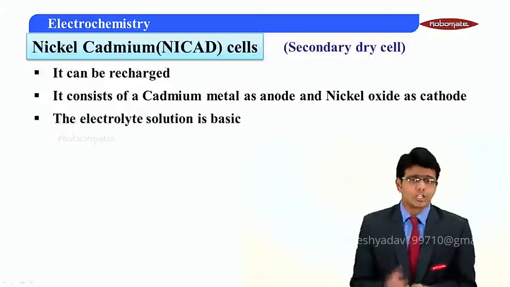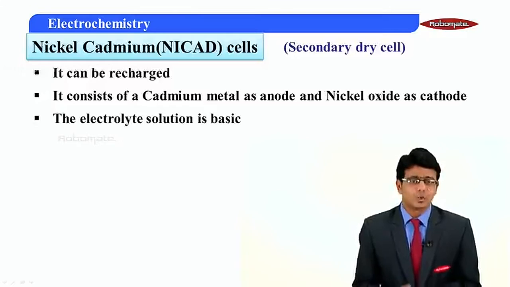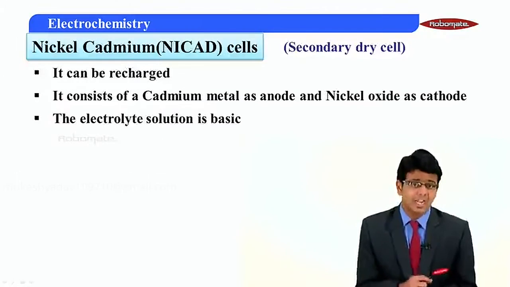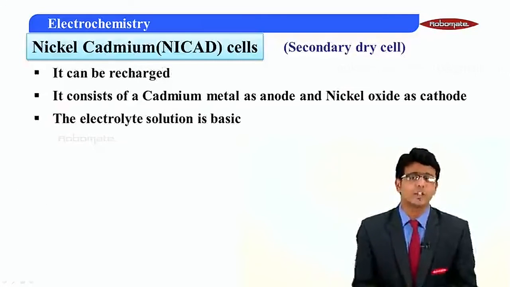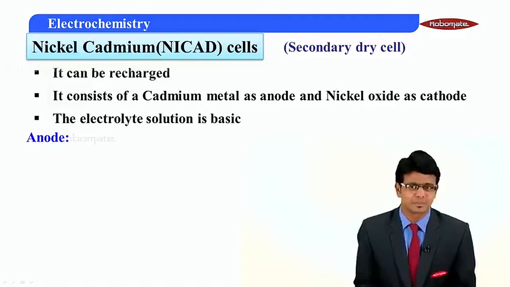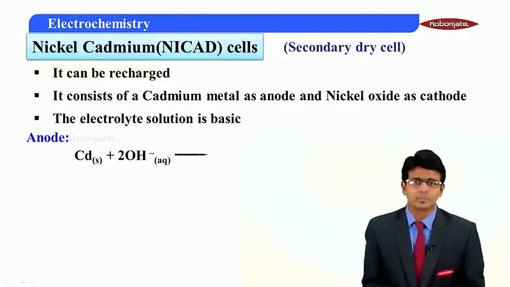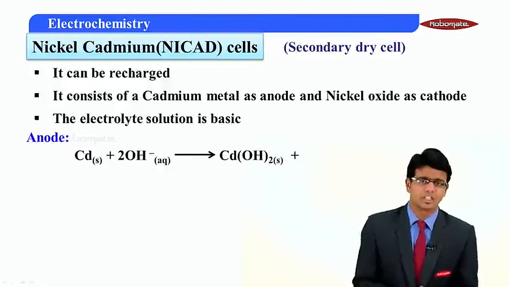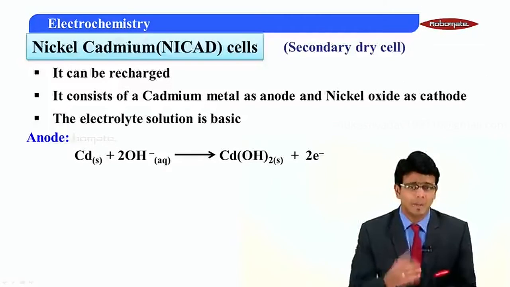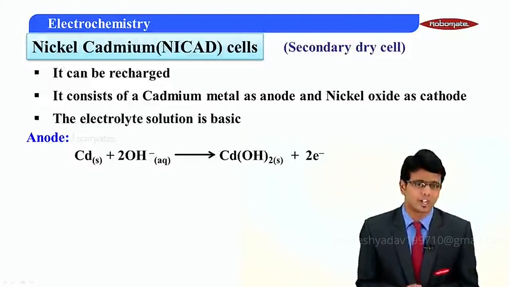The electrolyte solution is basic obviously to avoid the corrosion of cadmium metal, right? So instead of MnO2 at cathode, we are using NiO2 at cathode, and at anode instead of zinc, we are using cadmium metal. Alright? So let us have a look at the cell reactions. At anode, cadmium metal gets oxidized, right? So Cd solid plus 2 OH minus ions aqueous gives us Cd(OH)2 solid plus 2 electrons. So cadmium hydroxide which is formed, it actually gets deposited along the walls of the container.